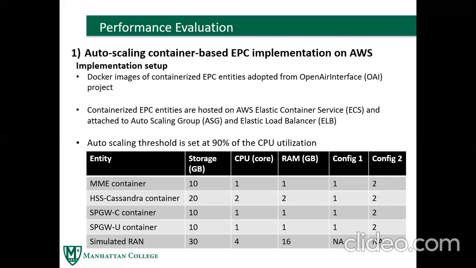The auto-scaling threshold is set at 90% of the CPU utilization in each entity. And as you can see, we allocate a lot of storage, CPU, and 16 gigabytes of RAM to the simulated RAN. This is because we want the simulated RAN to be fast, so that's where we allocate more resources, because we are not actually testing the simulated RAN.